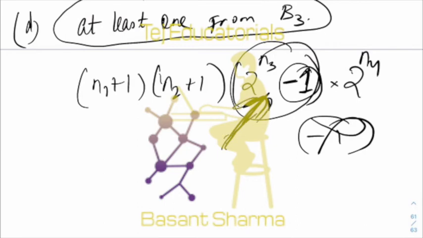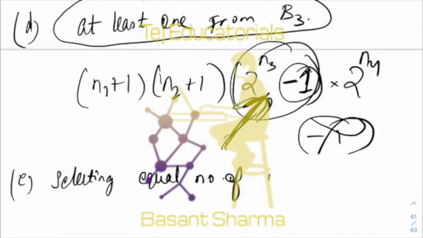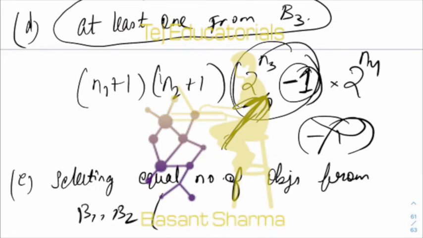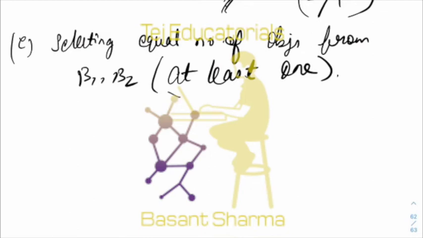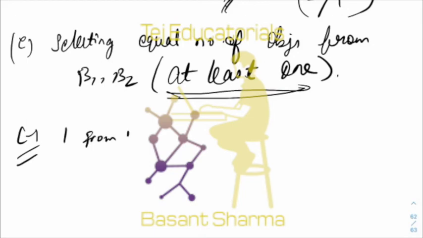Then, if I say selecting an equal number of objects from B1 and B2, at least one we have to select from B1 and B2. At least one means that at least one object must be selected from B1 and B2. So now let's make cases. Case 1: one from B1 and one from B2.